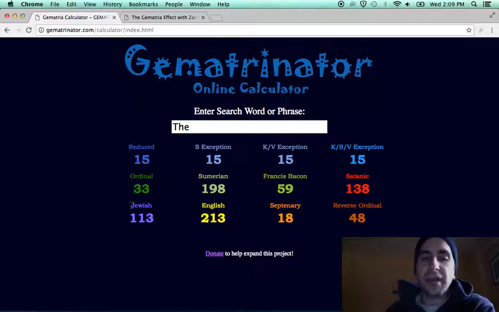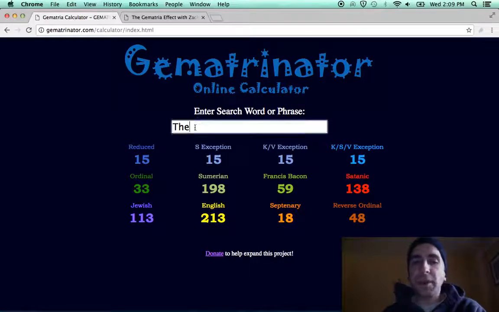Jewish gematria, a little bit different. T is worth 100, H is still 8, E is still 5. That's how it becomes 113, 100 plus 8 plus 5. Go to gematrix.org and type in individual letters. It will show you what the value is for each letter if you want to make your own chart.